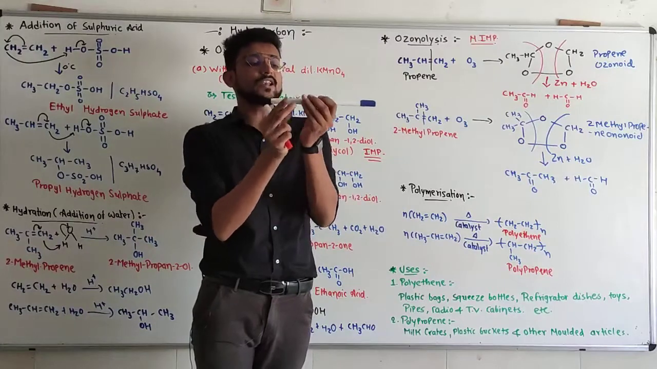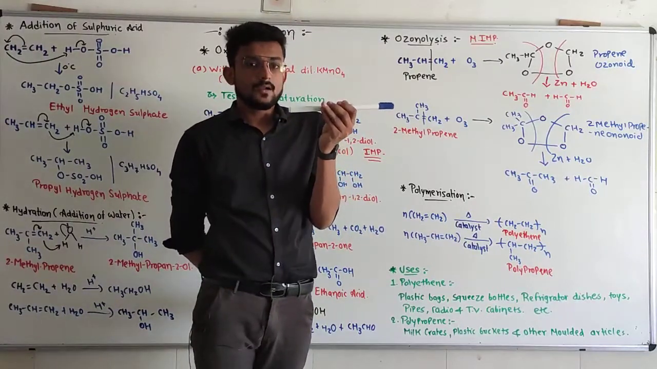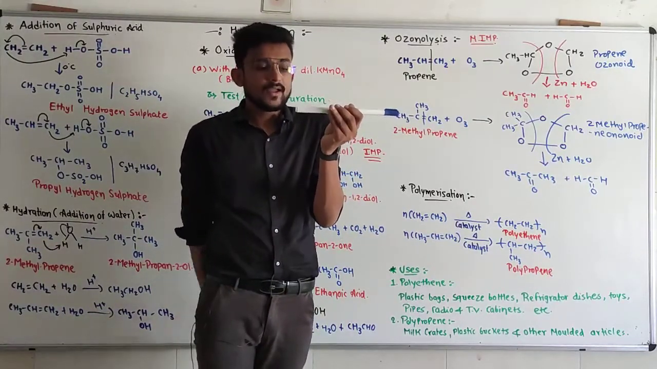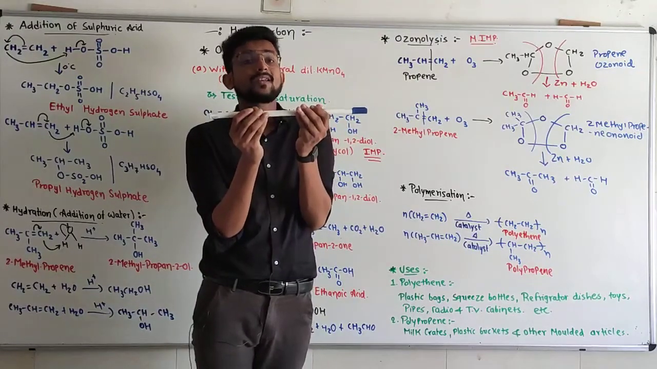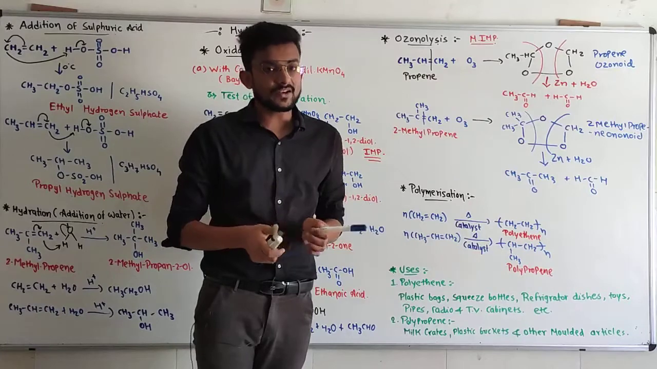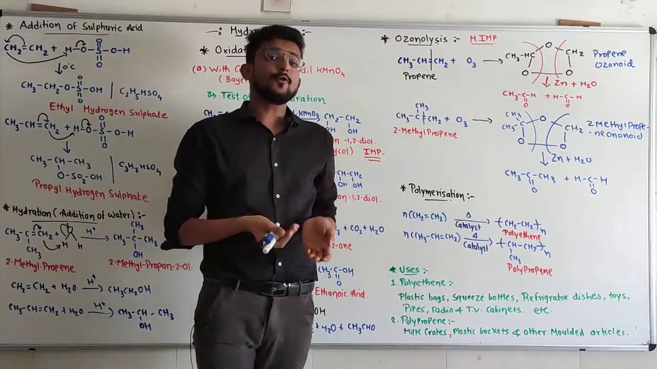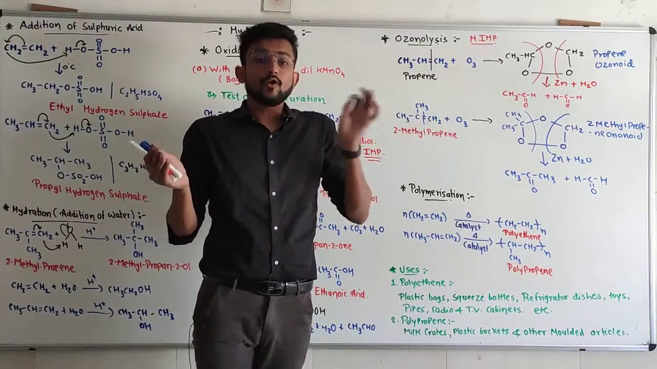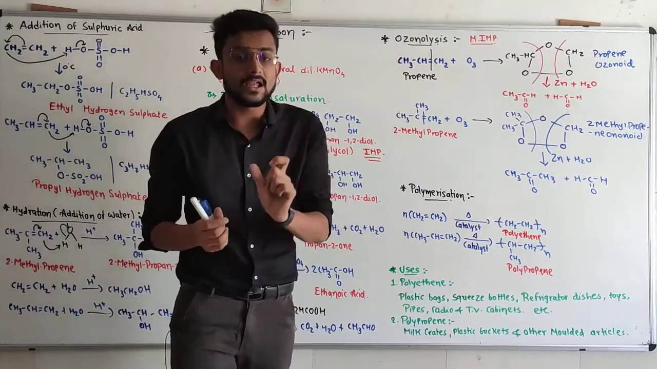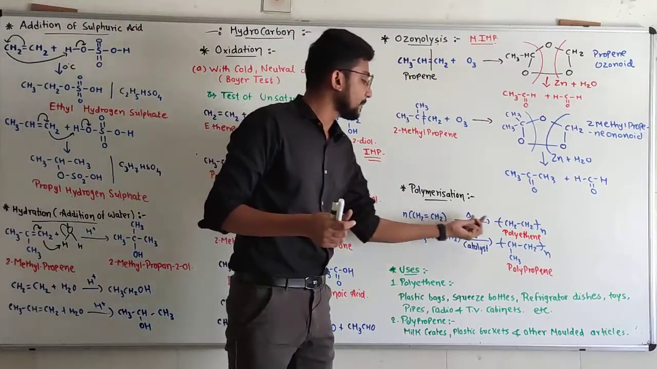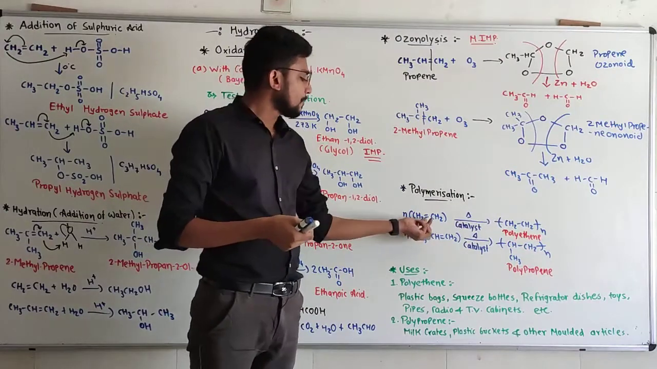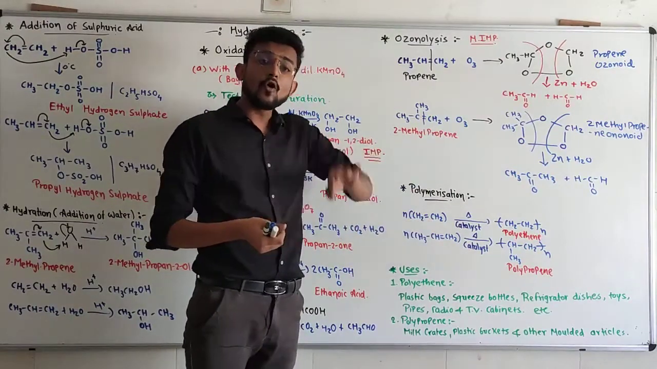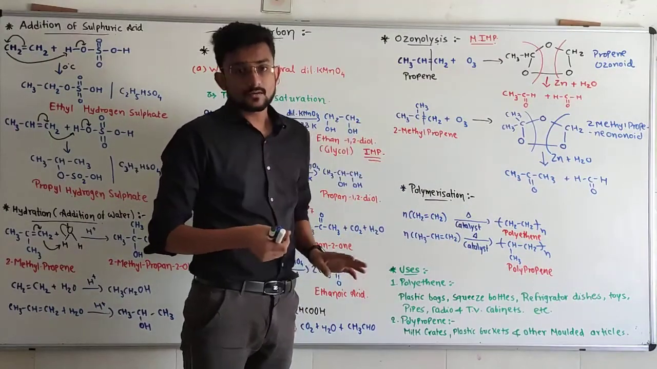Suppose two ethene combine, it will give me a dimer. If three ethene combine, it will give me a trimer. Four combine, a tetramer. If more than four ethene combine, for that we use the word poly, which will give me polyethene. What happens? The pi bond is broken in the whole compound.